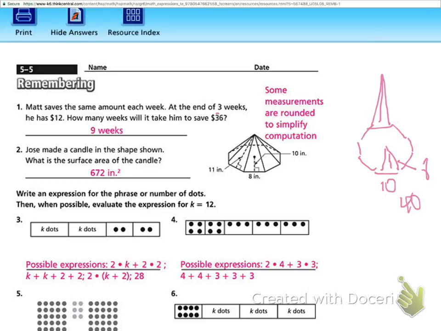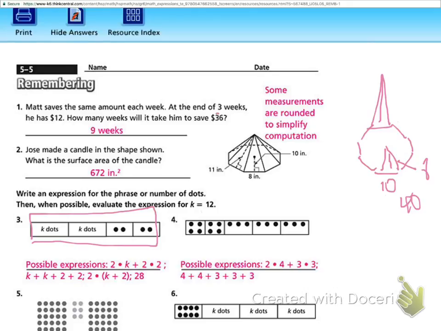Okay. Write an expression for the phrase or number of dots. When possible, evaluate the expression for k equals 12. So you've got 2 parts here. You want to write an expression, right, that corresponds to these dots. And then you want to be able to evaluate that expression for k equaling 12.